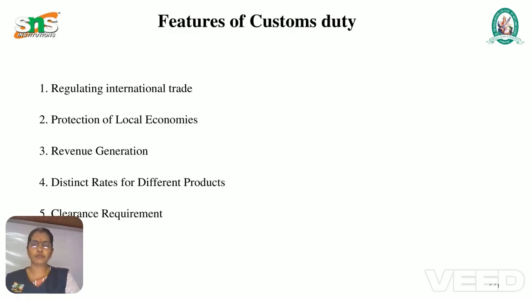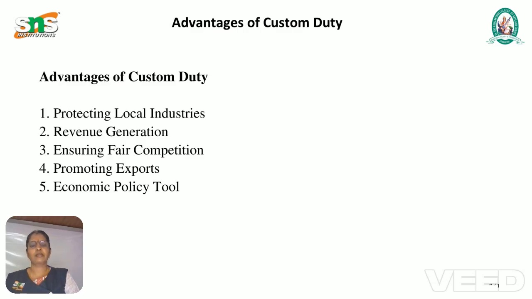Now we are going to take the next concept, features of customs duty. What are the main features or characteristics under which we collect customs duty? First, regulating international trade, protection of economy and revenue generation, distinct rates for different products, and clearance requirements. These are some important features. Next, what are the advantages? Protecting our local industry, revenue generation, promoting export, ensuring fair competition and an economic policy tool. These all come under the advantages.